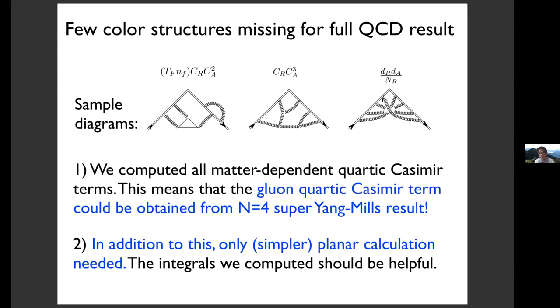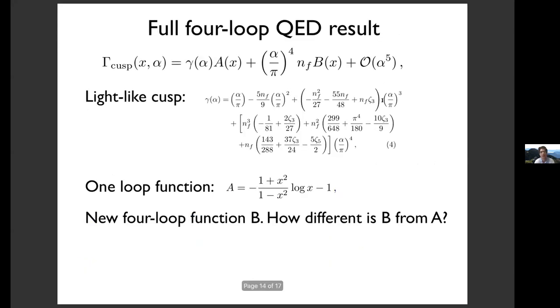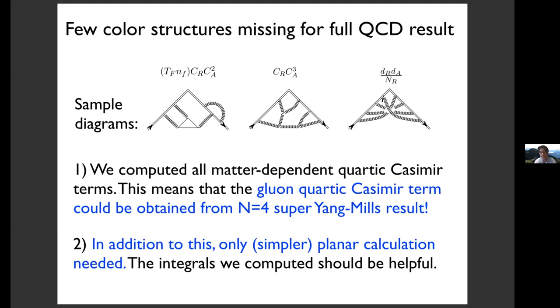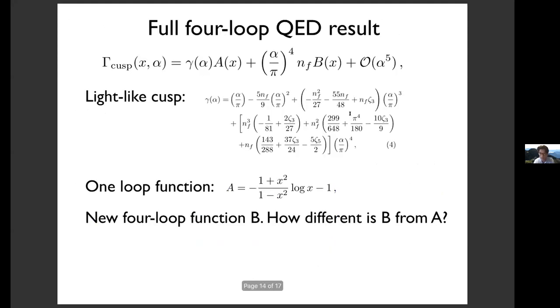Probably still a very complicated one, but for what it's worth, that's what it gives you. Now another thing we can do, if we specialize from QCD to QED, so just take an abelian theory, then it turns out that we don't need all these CAs, and actually we have all the terms that we need to assemble a full QED answer. So that's quite interesting. Let's have a quick look.